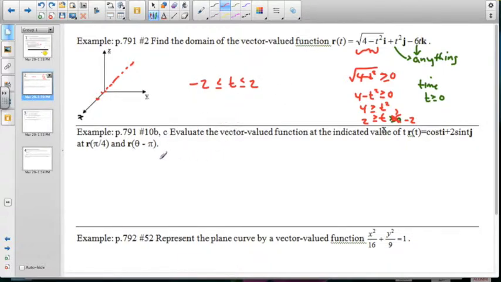If we take a look at this one, the conditions change a little bit.